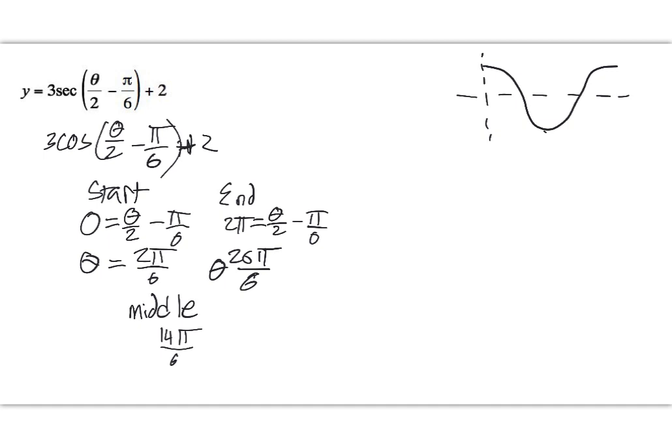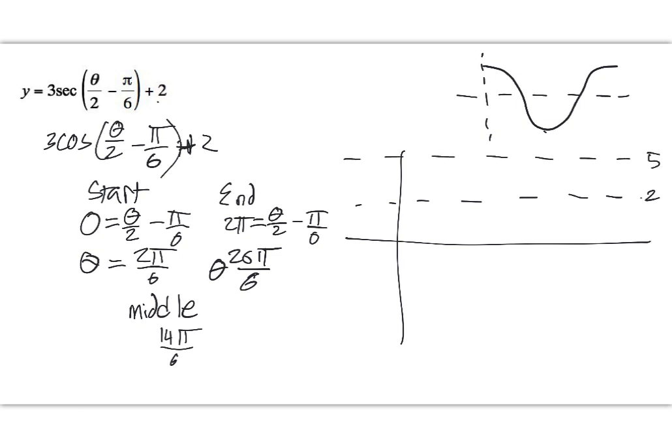That's my lowest point. In fact, if I begin to sketch this graph, so we know that we're looking at y equals 2, that 5 and -1 are going to be our top and bottom for cosine. And now we have some good stuff to work with.